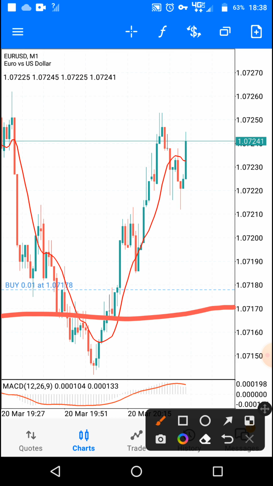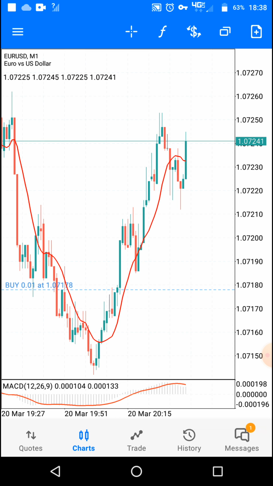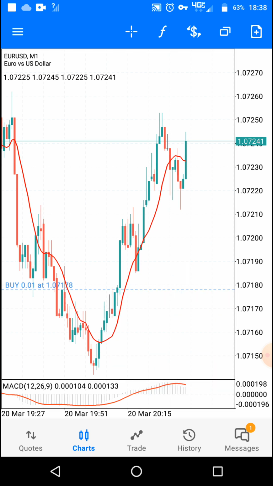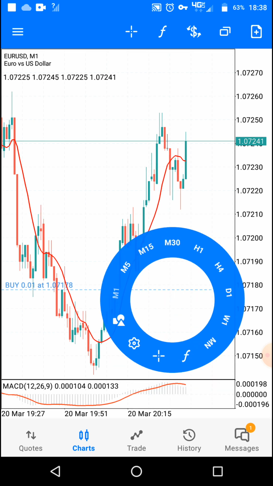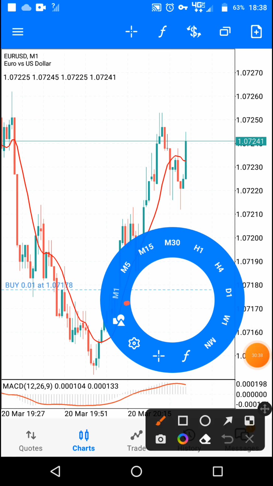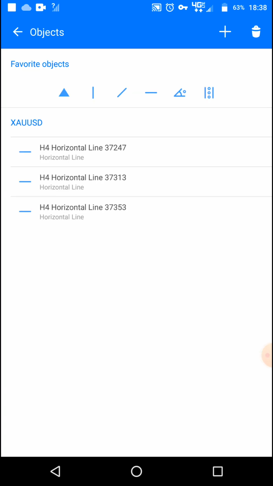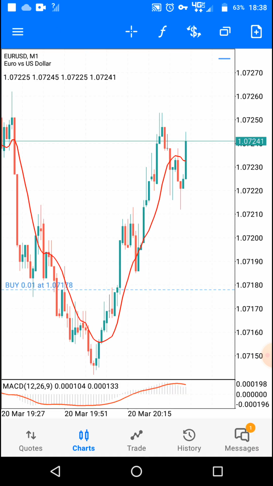Okay, so let me show you how to do it. You just tap on the screen, and this thing will show up. Then you choose this symbol, which is for shapes. Then you choose the horizontal line.